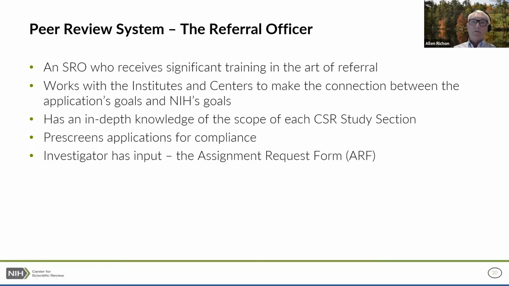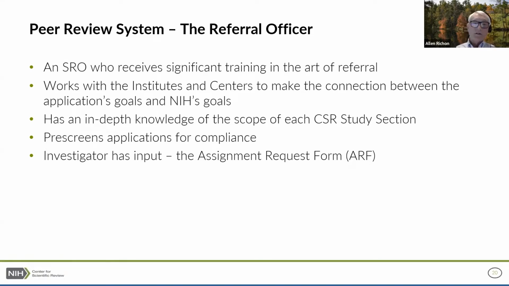Okay, the referral officer is one of the people that you probably don't know a lot about, that is kind of in the background, making sure that the system kicks off correctly. This is a scientific review officer who has spent some time doing review, but they receive a significant amount of training in the art of referral. So they learn which institutes have the areas that might match your applications.